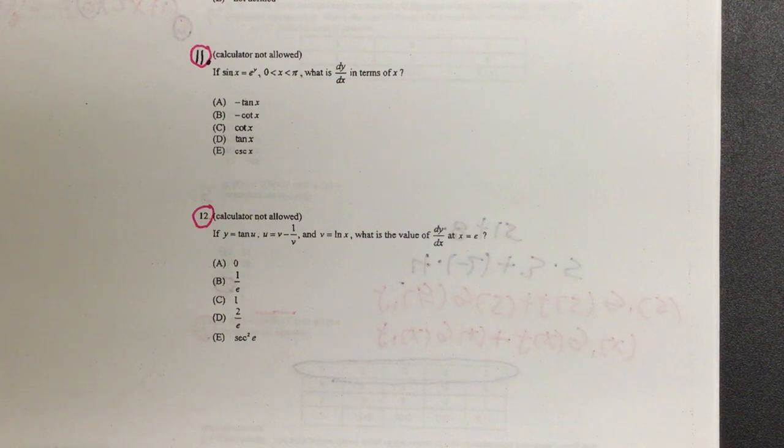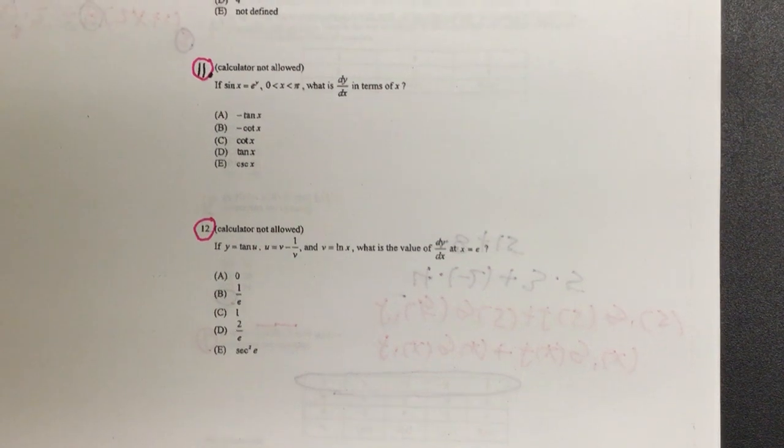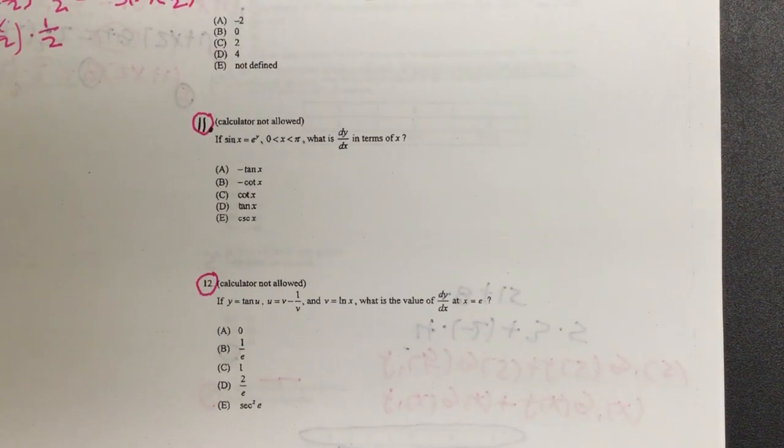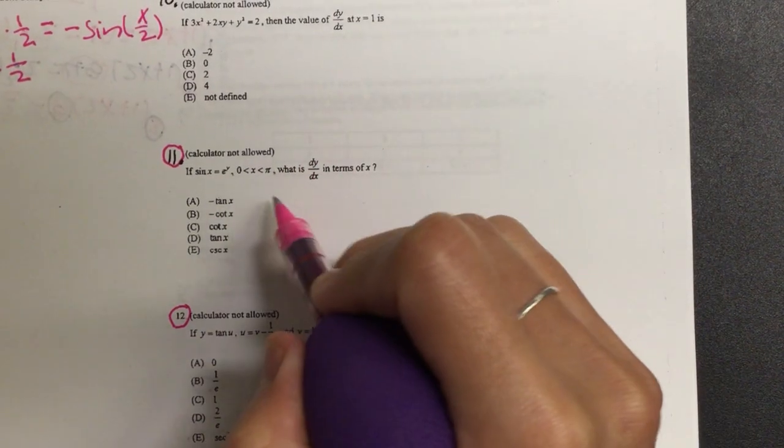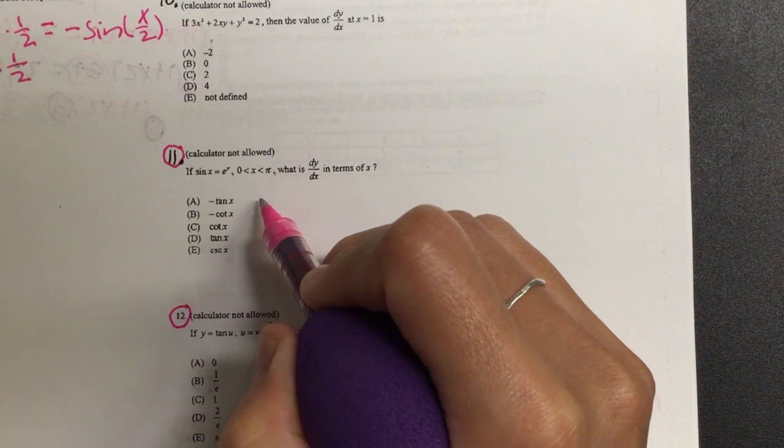If sine of x is equal to e to the power of y in the range of 0 is less than x less than pi, what is dy over dx in terms of x? So it looks like we have to derive. Now, there's 2 ways to go about this problem. I'm going to go ahead and show you the way we would typically do it and give you another way that's going to give us the answer from the choices here. So the first way, it's not going to really work out according to the multiple choice.